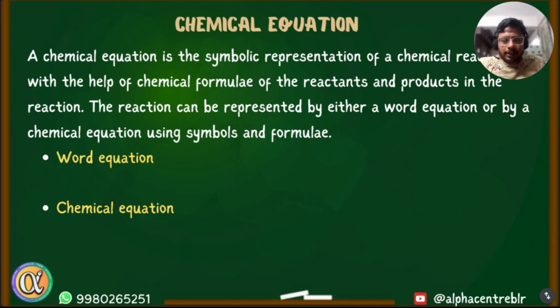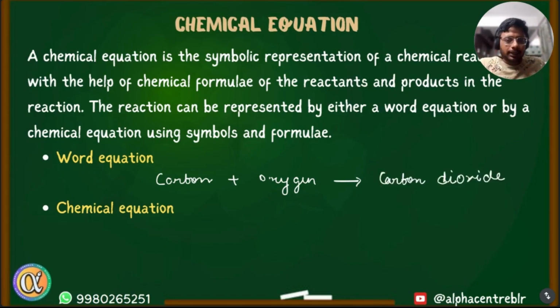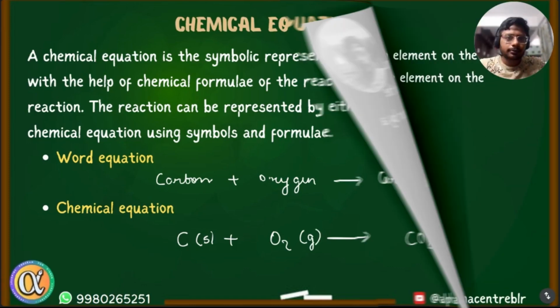A simple example of a chemical equation represented with a word equation could be, we can say carbon combines with oxygen to form carbon dioxide. The same thing can be written in the form of symbols. Symbol for carbon is C, symbol for oxygen is O2, and they combine to form CO2. Carbon is solid, oxygen is gas, and even carbon dioxide is gas.